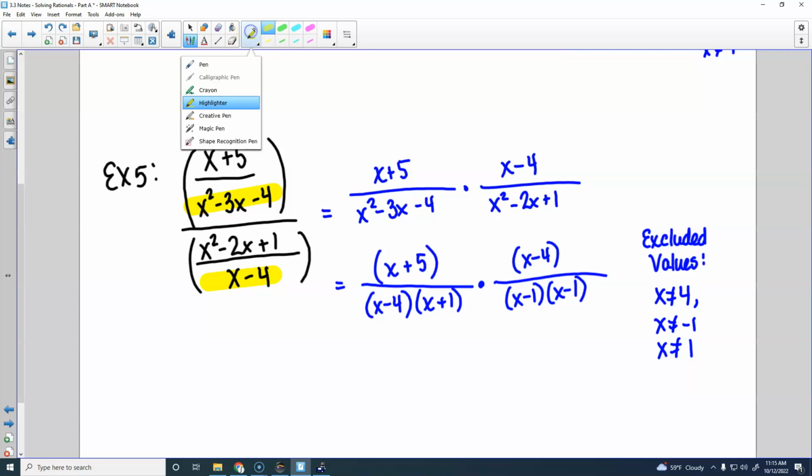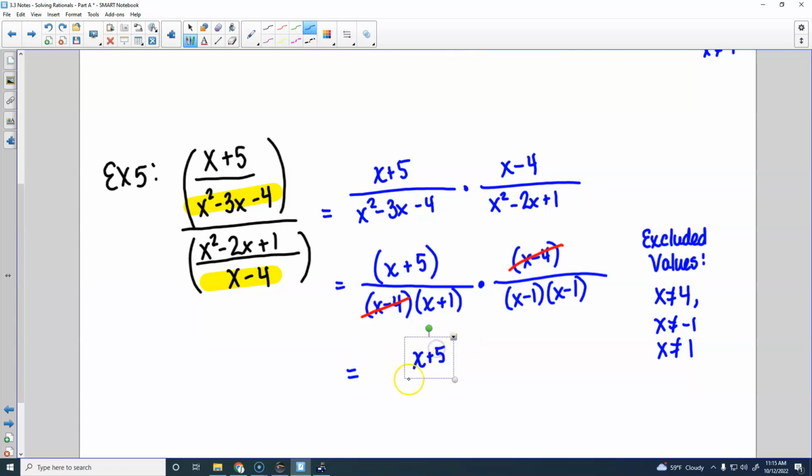So this one does not have a lot that will cancel. You just have the x minus 4 canceling with this x minus 4. And that's going to be x plus 5 over x plus 1. I think most likely you're going to see that second part written like this, x minus 1 squared, since there's two of them.